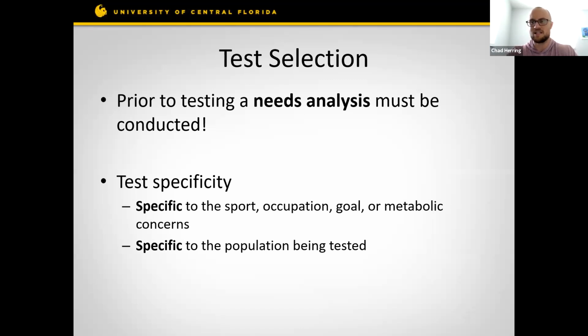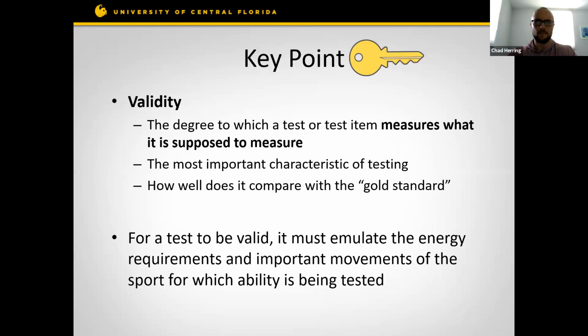Maybe that specific assessment is not the best for that population being tested. Maybe we still want to test power. Now we do it with a vertical jump or a standing long jump or something like that. All right, another key point.